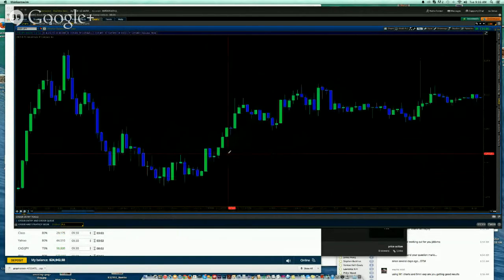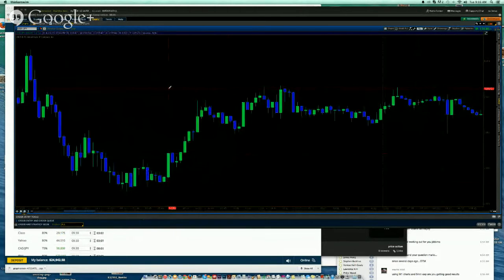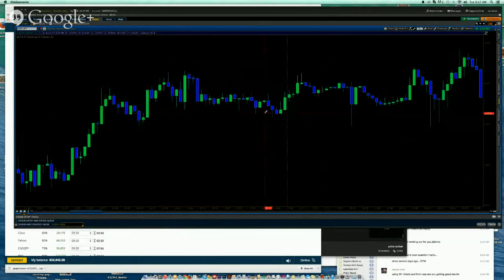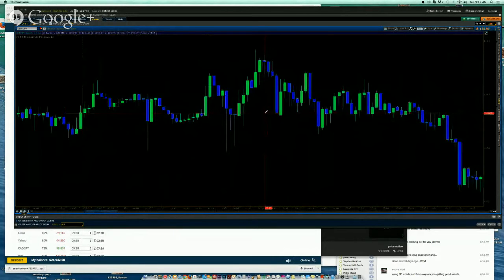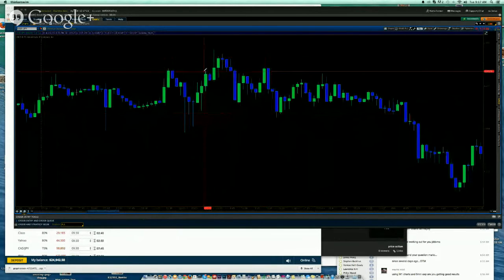That's too choppy. It's too choppy. See, it's a lot of wicks, not a lot of candles, not a lot of action. You want, like I said, you want movement. You want movement. See that?